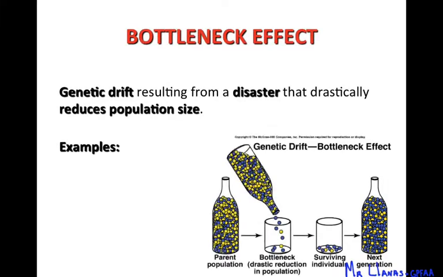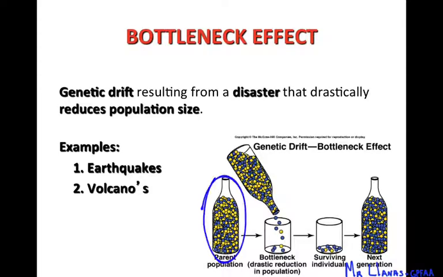The first one is called bottleneck, and this just happens from a natural disaster, and it happens again just by chance, and it reduces the population size. Earthquakes and volcanic eruptions are a great example, but you can see it down here. They call it bottleneck effect because if we compare these two, right, we can see that this one has more yellow marbles than this one.